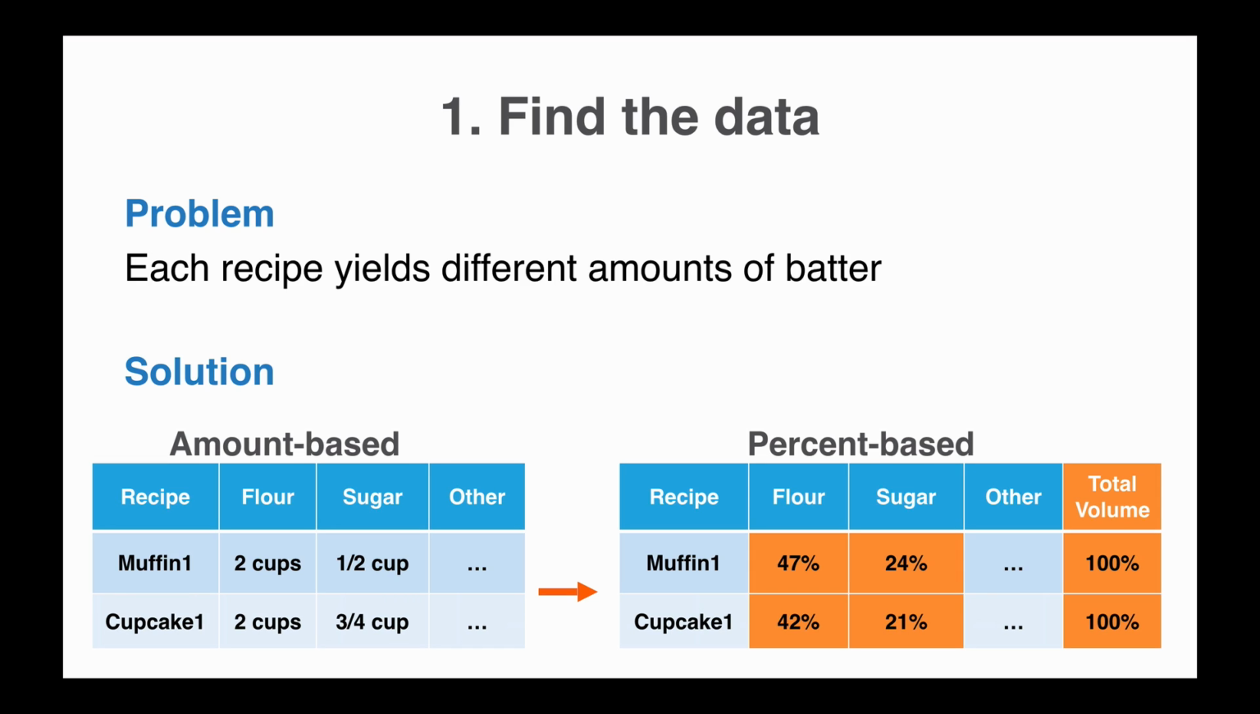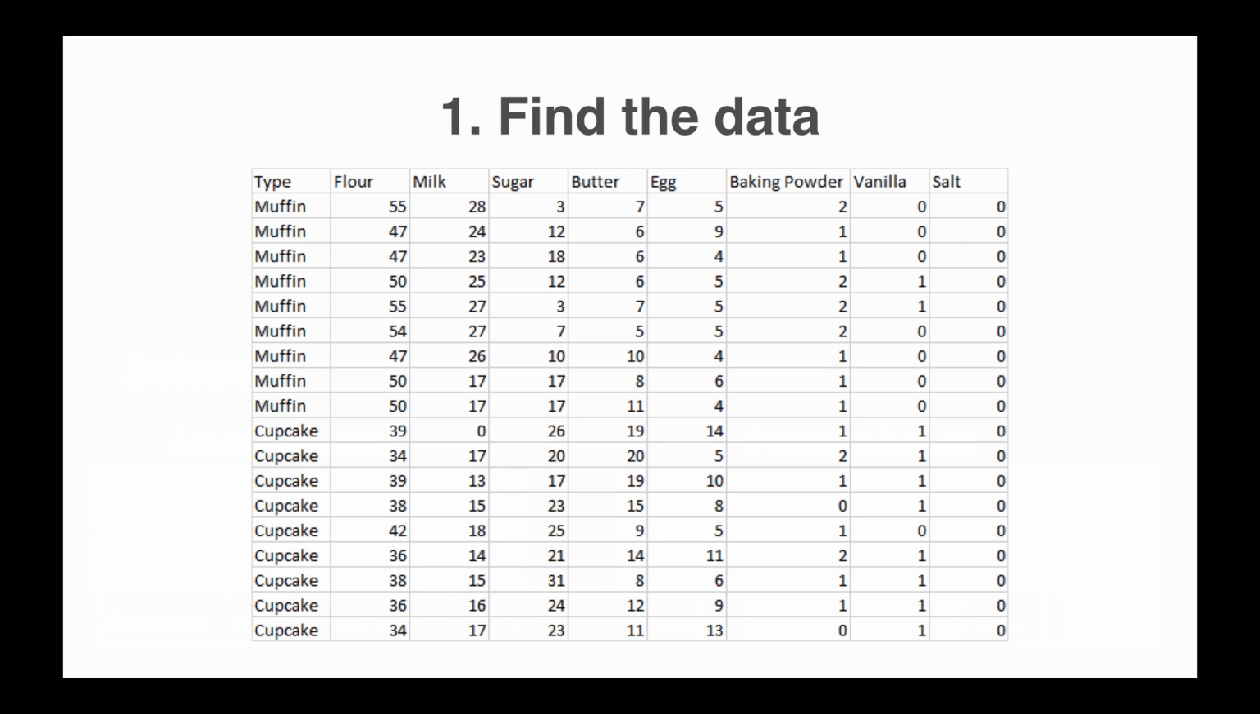The way I did this was I took my data from being amount-based. So for instance here we have muffin 1 having 2 cups of flour, half cup of sugar, and so on, to percent based. So muffin 1 is 47% flour, 24% sugar, and so on. And so at the end of the day, this is what my data looks like. You can see for every row, I've labeled it as a muffin or a cupcake, and then I have all my ingredients here, and each row adds up to 100%.